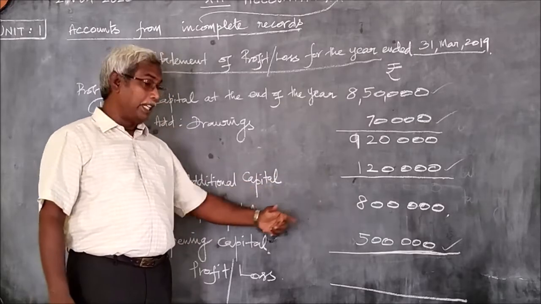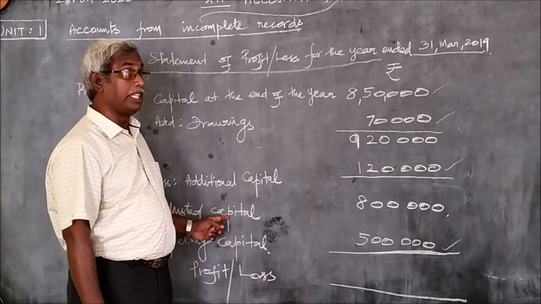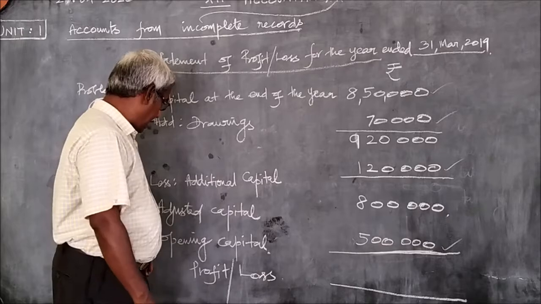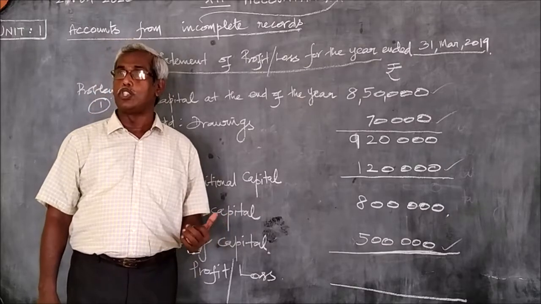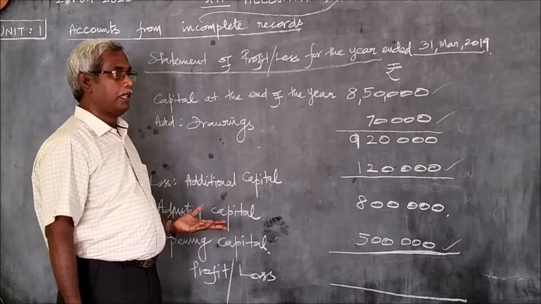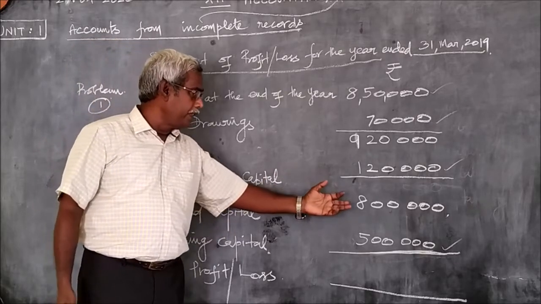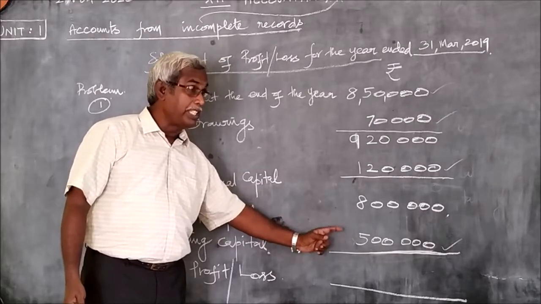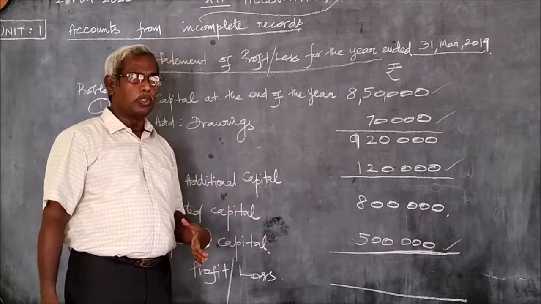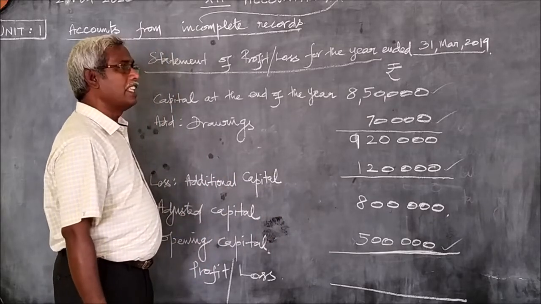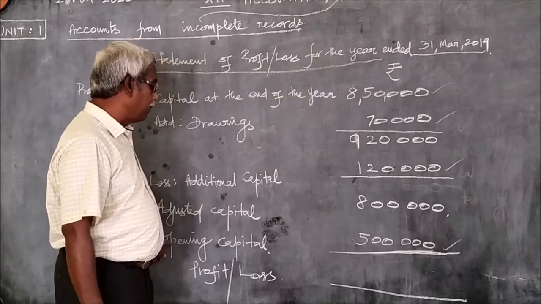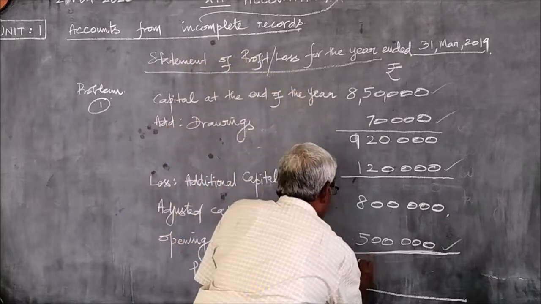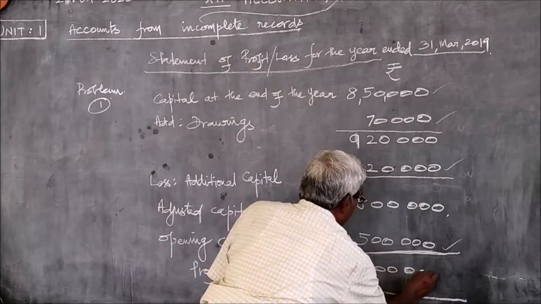So it is called adjusted capital. With this adjusted capital, we should compare the opening capital to find the profit or loss. Actually, in the book it is written less opening capital. We should not write so, because sometimes this number may be greater and we cannot minus it. So we should not write less or anything else. You write simply the opening capital. Compare these two. 8 lakhs minus 5 lakhs, which comes to 3 lakhs.